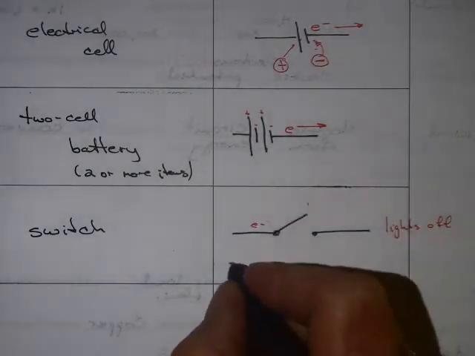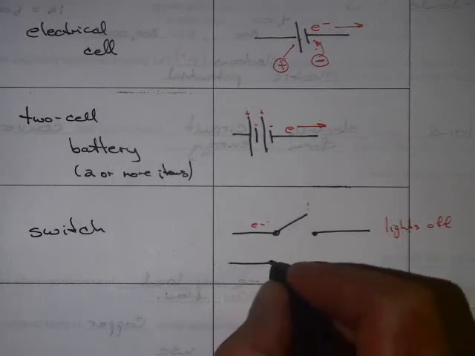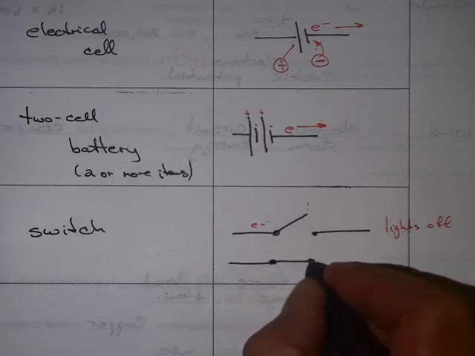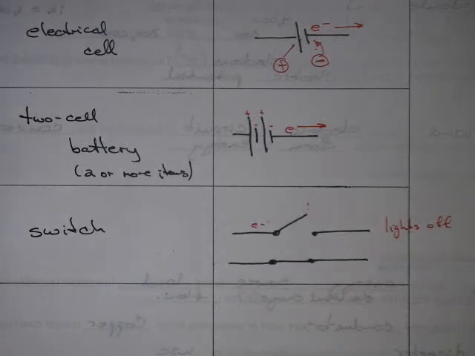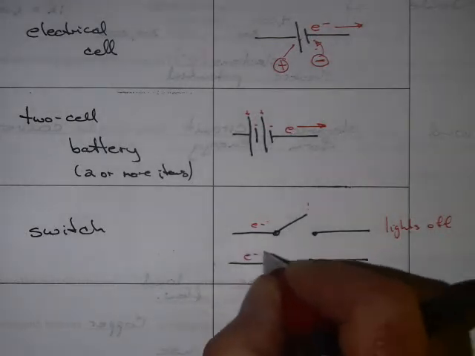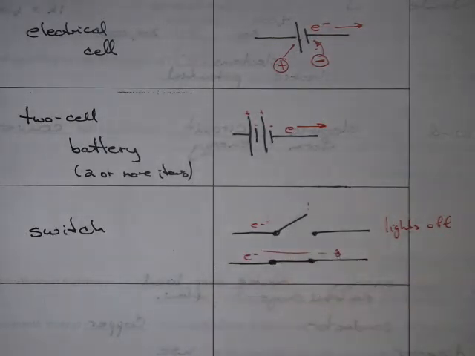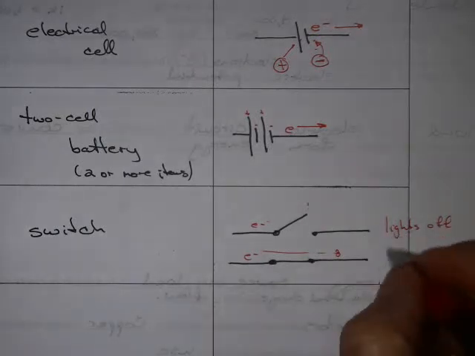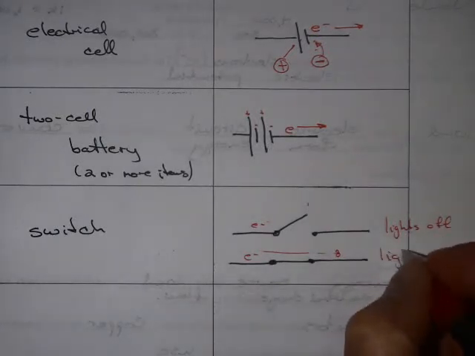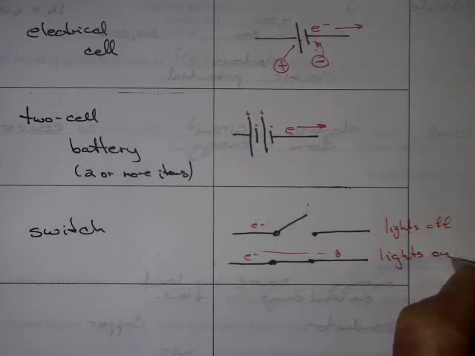Lights on is when you have flipped the switch and now the electrons can continue through to the light bulb, and so this is lights on. Okay?